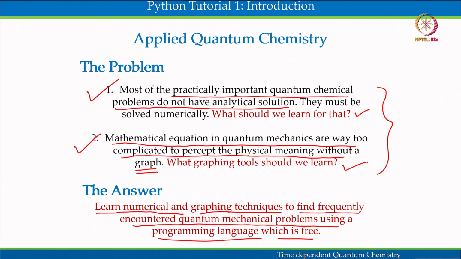So the aim of the Python tutorials given in this course, there will be multiple tutorials connected to each chapter, each module of this course, is to introduce numerical techniques which are commonly required to find solutions to very frequently encountered quantum mechanical problems, such as solution to the Schrodinger equation for arbitrary potential, simulating quantum dynamics under the influence of time dependent or time independent external potential, etc.